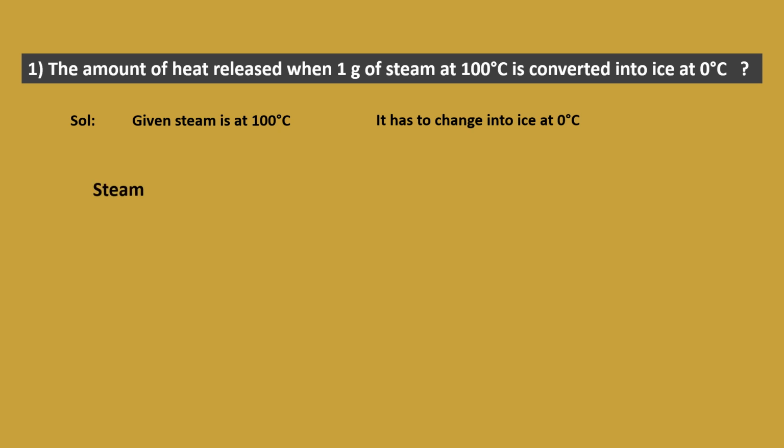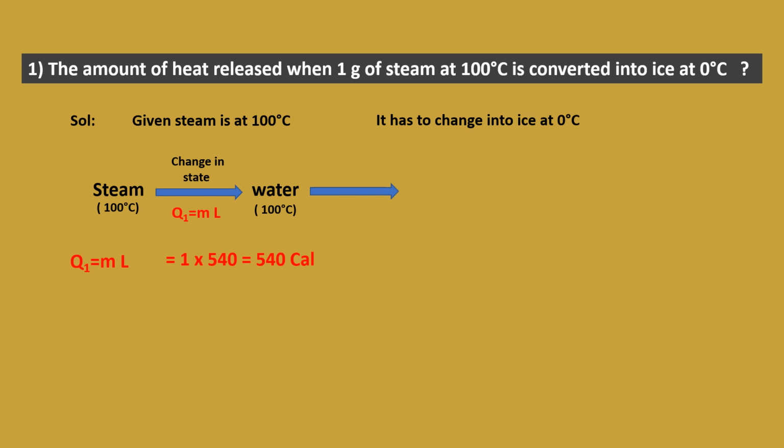First, steam, which is at 100 degrees Celsius, loses heat and condenses to water at 100 degrees Celsius. As there is no change in temperature, there is a change in state. That's why we have to use the formula Q is equal to ml. If we substitute the values in this formula, we get 1 into 540, that is equal to 540 calories.